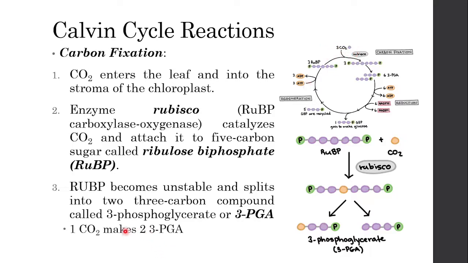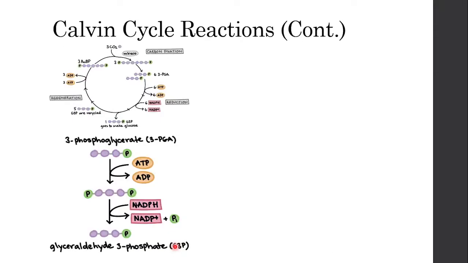So in the end, we make 3 carbon dioxide, which in the end we make 6 3-PGA. So that is the first step. Now let's move to the second step of our Calvin cycle reactions, called the reduction.